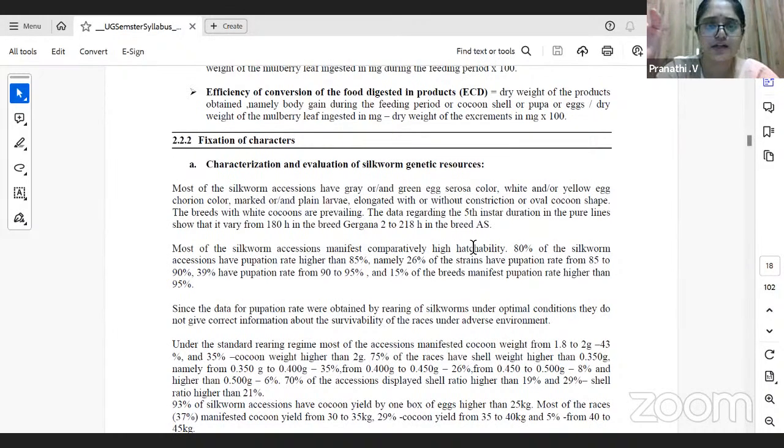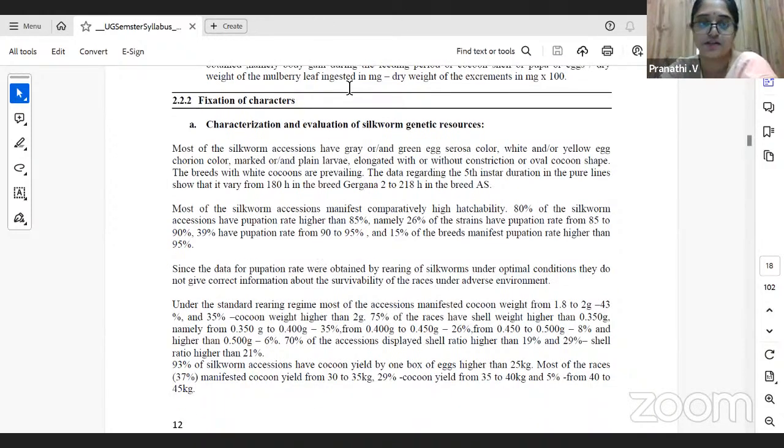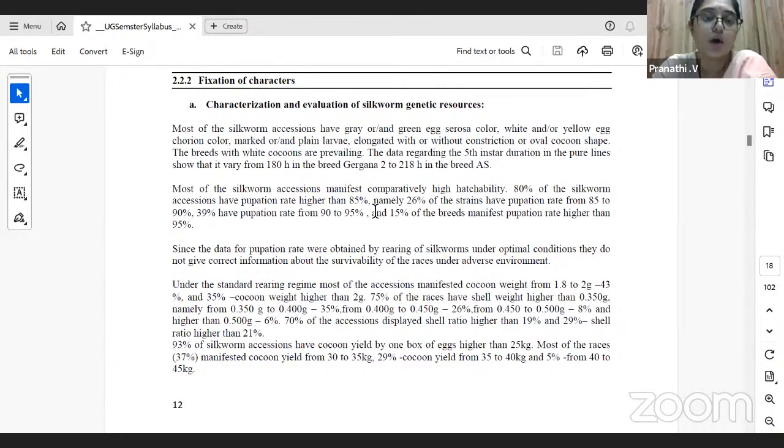Around 39% have around 90 to 95%. And 15% of the breeds, very good ones, have a pupation rate, that is the rate of formation of pupa, higher than 95%. So we need optimal conditions for such a pupation rate to be obtained.